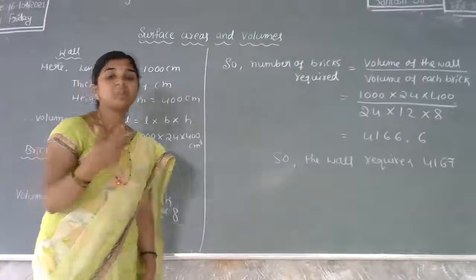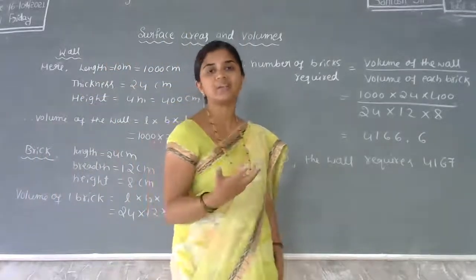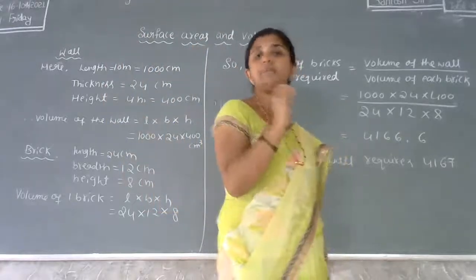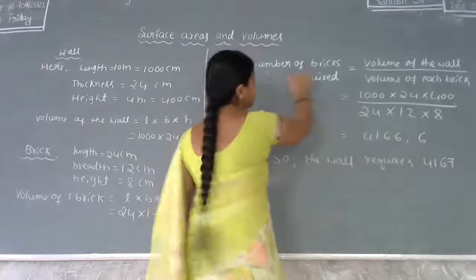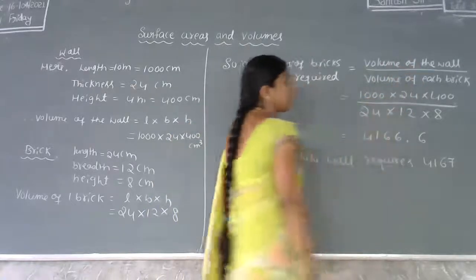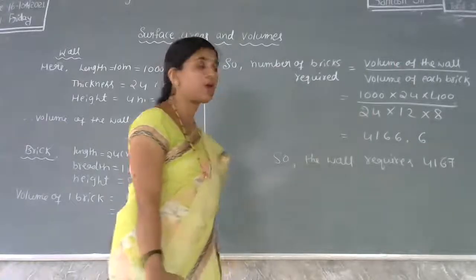Now, number of bricks required to construct the wall. How do you find out that one? Volume of the wall divided by volume of one brick. So number of bricks required is equal to volume of the wall divided by volume of each brick.